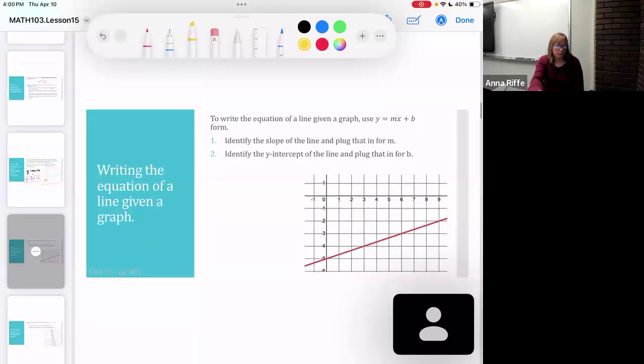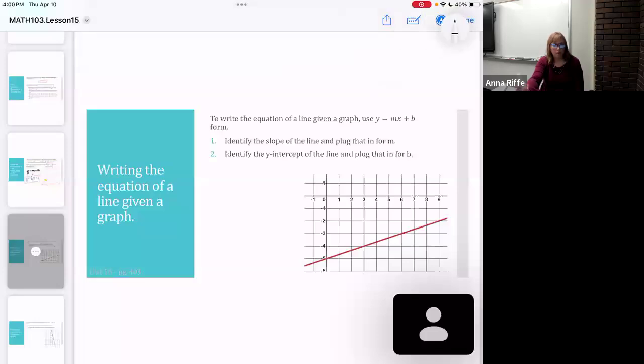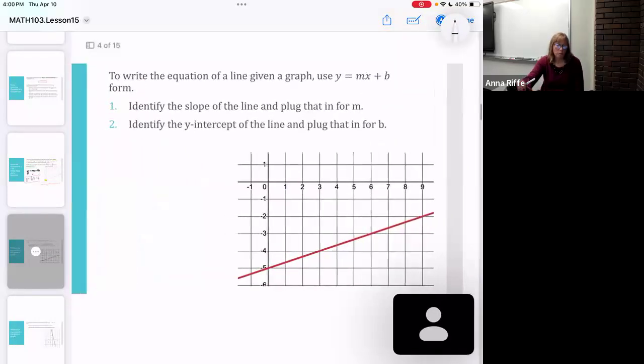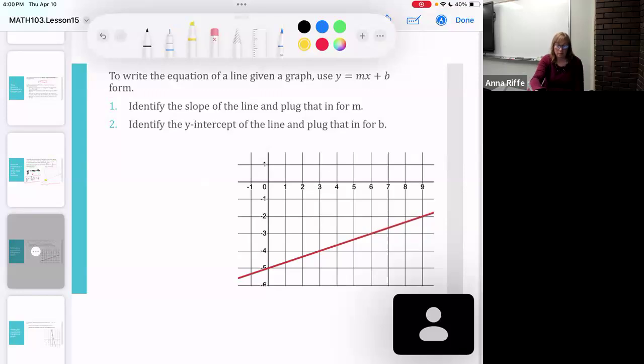What if we're not told those two pieces of information? What if we are given a graph? Well, we know enough at this point to be able to determine what the slope and the y-intercept are if we're given the graph. We talked about that last time. We're going to, again, utilize that y equals mx plus b form. We can identify the slope of the line from the graph, plug that in for m, and then identify the y-intercept from the graph. Plug that in for b, just like we did with the previous one. Let's see a couple of examples of that.